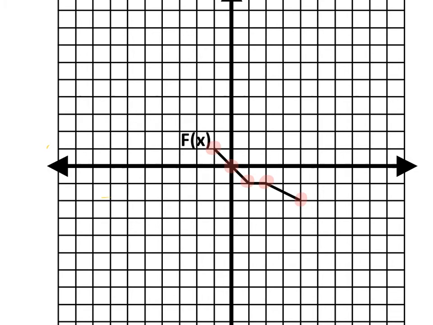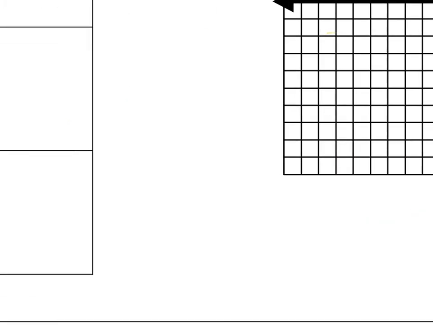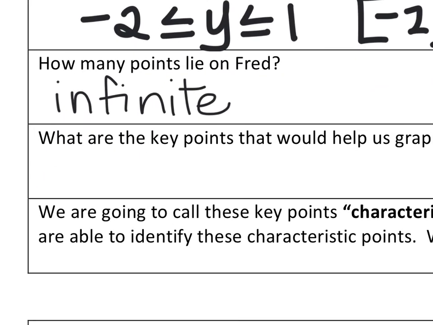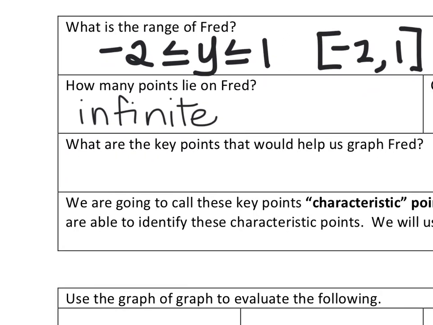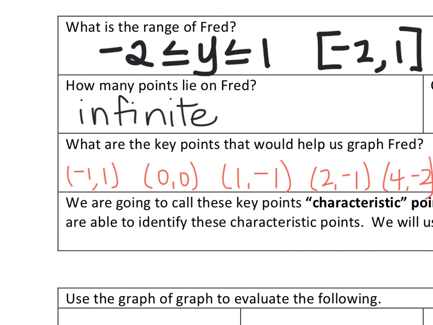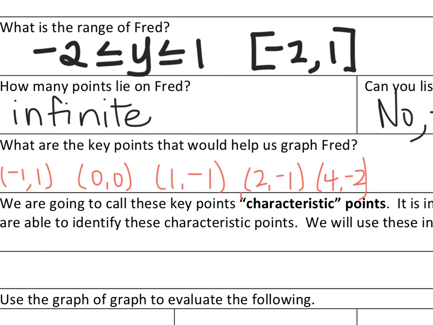So these are what we call characteristic points. If we were going to describe the function Fred, what are the characteristic points? Those are the 5 characteristic points. We're going to go ahead and list them over here. See you later, Fred. We'll be back. So what are the key points that would help us graph Fred? Well, the key points, we already said, were -1, 1, the point 0, 0, the point 1, -1, 2, -1, and 4, -2. And there are an infinite number of points between all these. When it says list the characteristic points, these are called characteristic points.